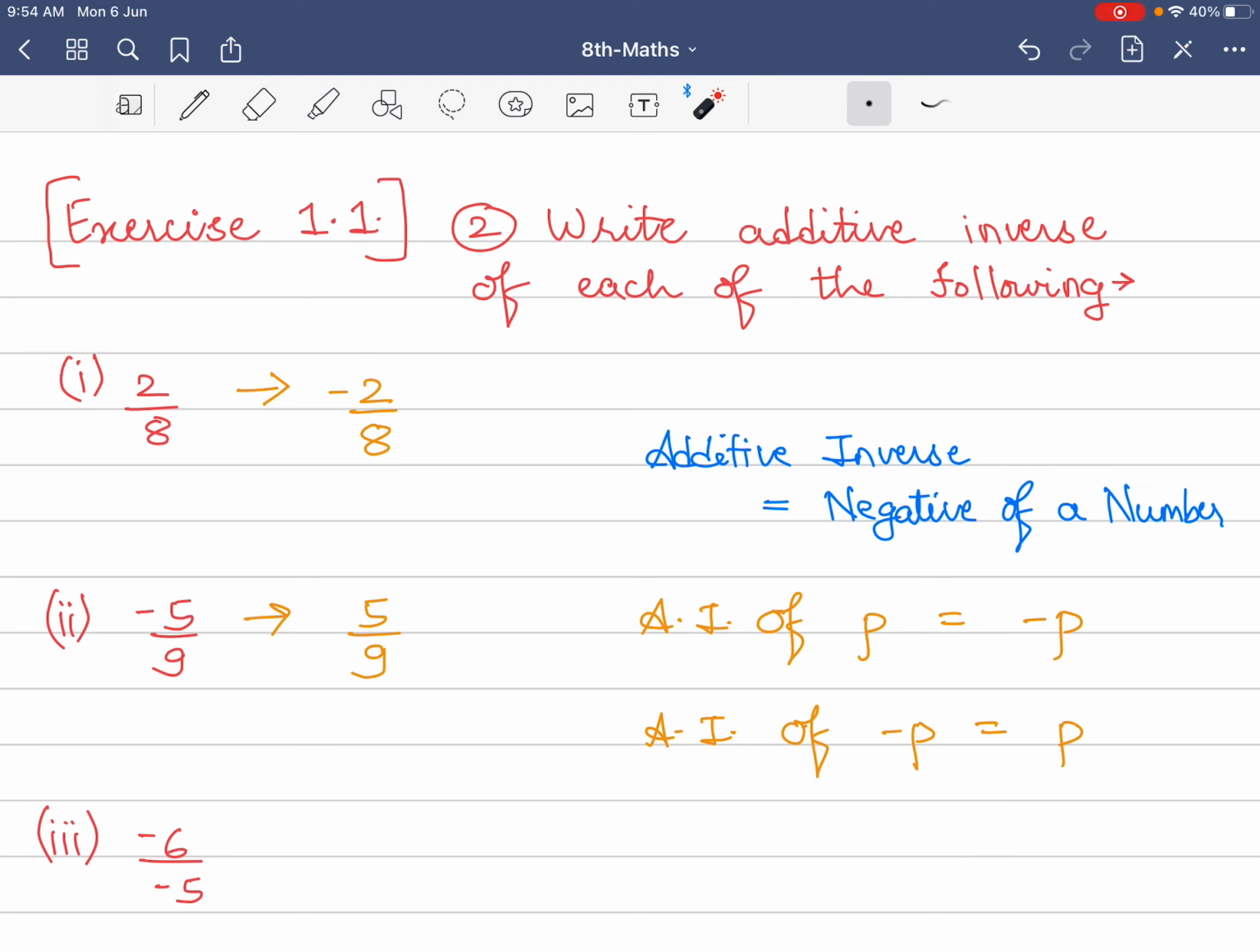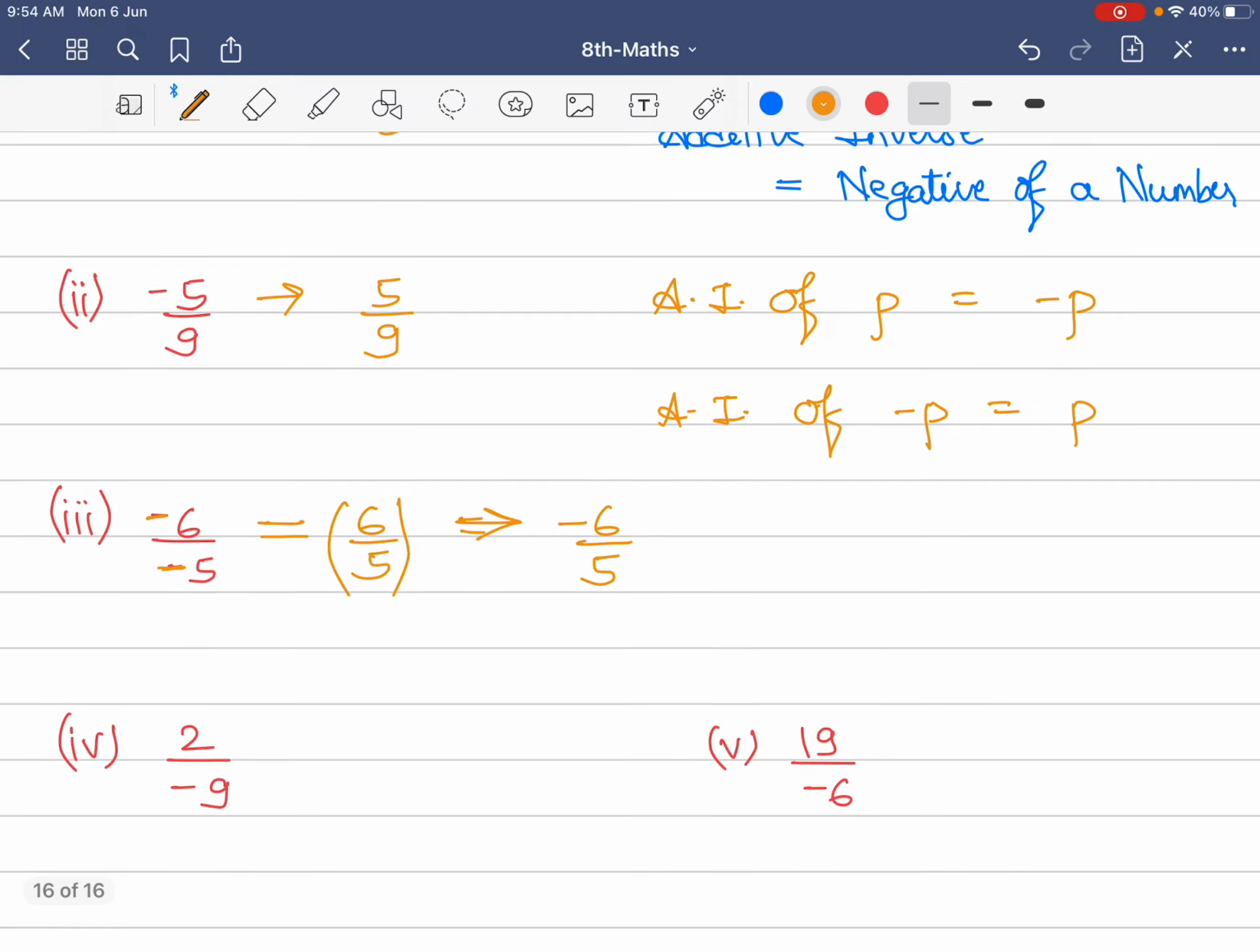Now we go to the next, third number. It's given minus 6 upon minus 5. So there are two negatives already. So we know that minus 6 divided by minus 5 in fact is equal to 6 by 5, because this minus and this minus cancel each other. So the given number is in fact 6 by 5, which is of this form p, and its additive inverse is going to be minus p. So its additive inverse, I'm going to make an arrow, is going to be minus 6 upon 5. So moving on, we have two more numbers.